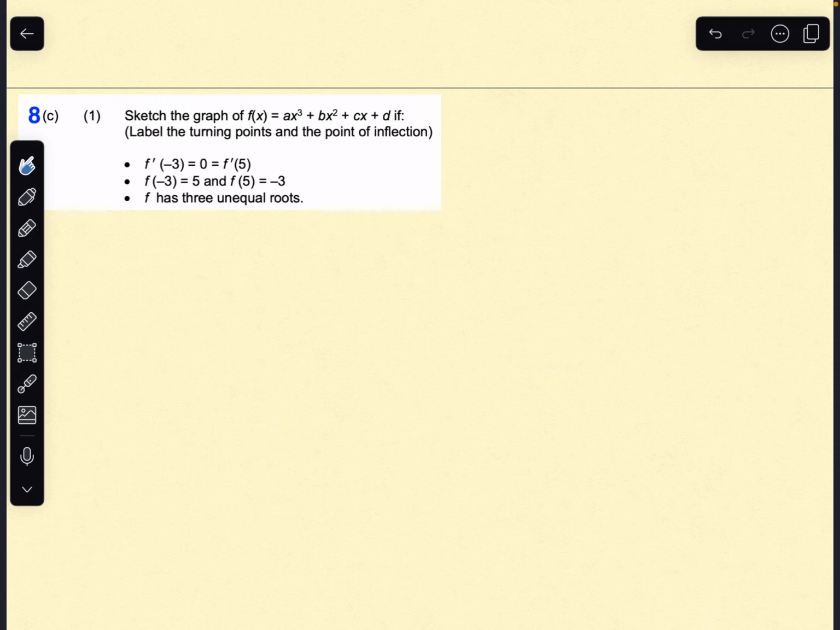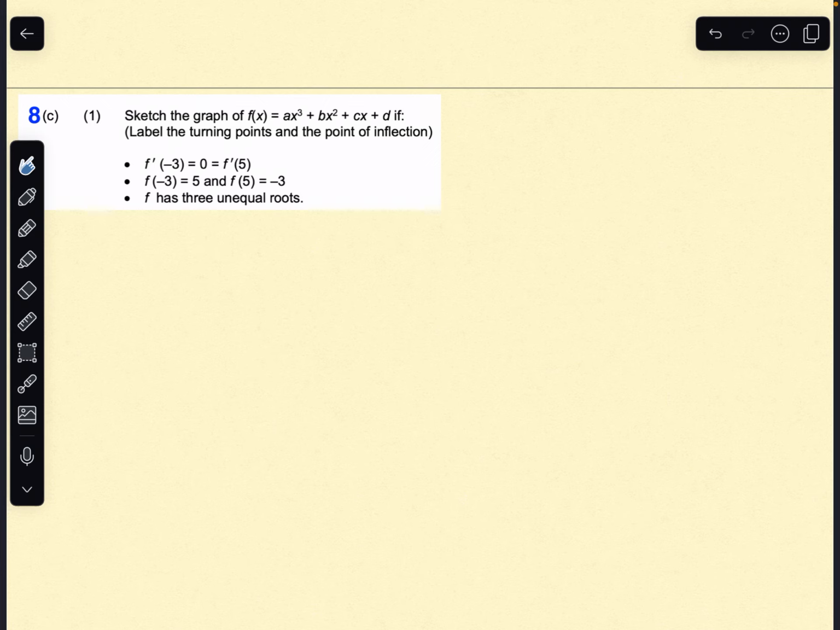Today we're looking at IEB paper 1 from May 2024, question 8c. The first part of it says, sketch the graph of f(x) = ax³ + bx² + cx + d, so it's a cubic, and label the turning points and the point of inflection.